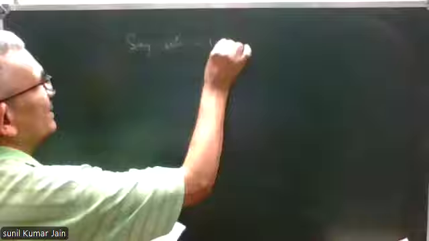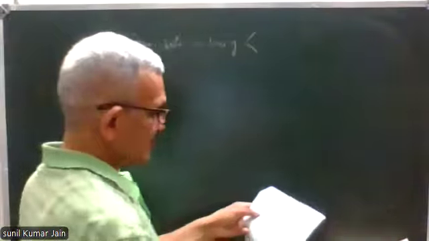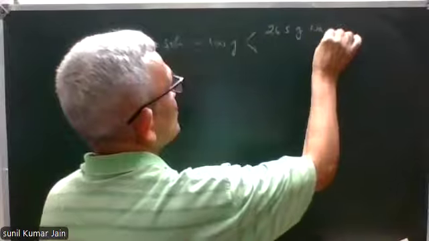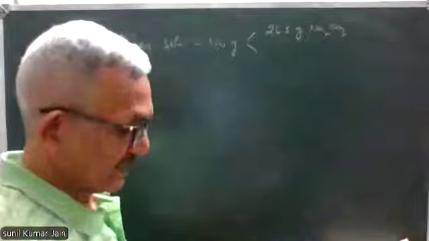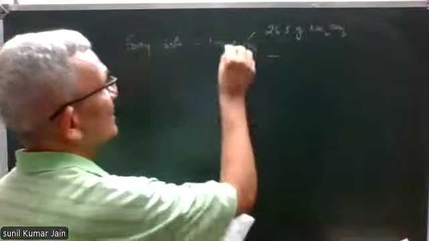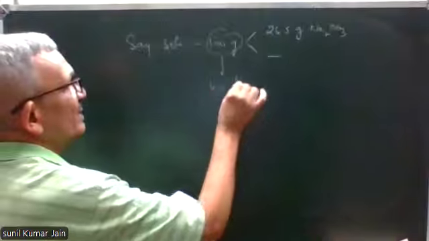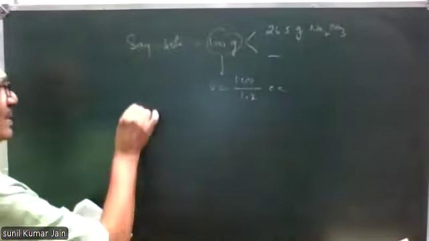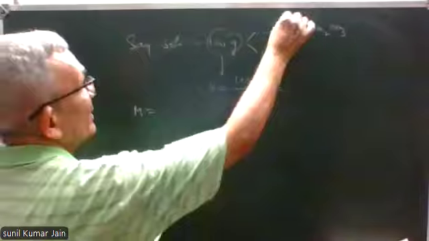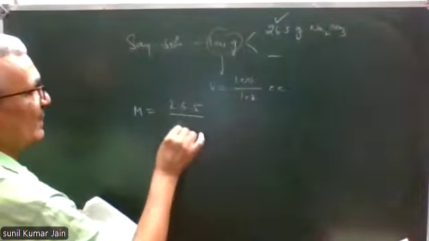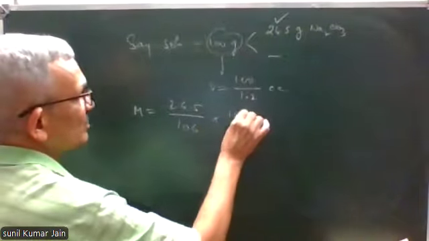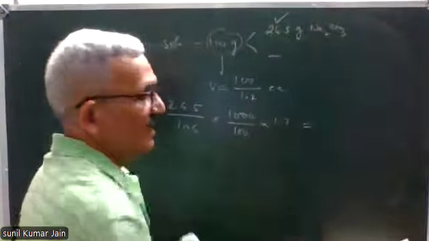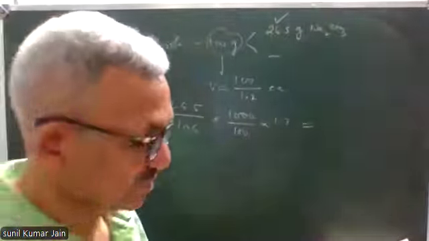Say solution is equal to 100 grams, 26.5%. So many grams will be sodium carbonate, and remaining will be water. That's not required. Volume will be 100 divided by density. Density is 1.2. So molarity of the solution will be weight divided by molecular weight into 1000 divided by this is the volume. When you calculate this, molarity will come out to 3.